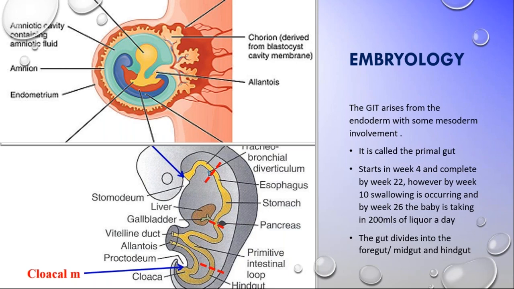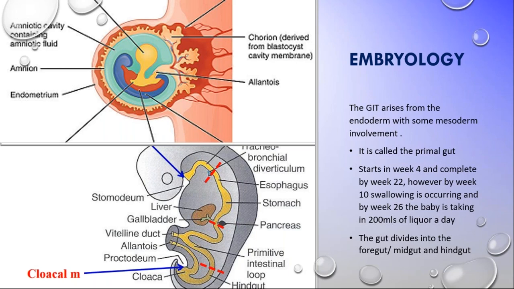The gut divides into the foregut, the midgut, and the hindgut. Also remember that the gut arises on the midline, so all the birth defects that we see arising from the gut are generally called midline defects.